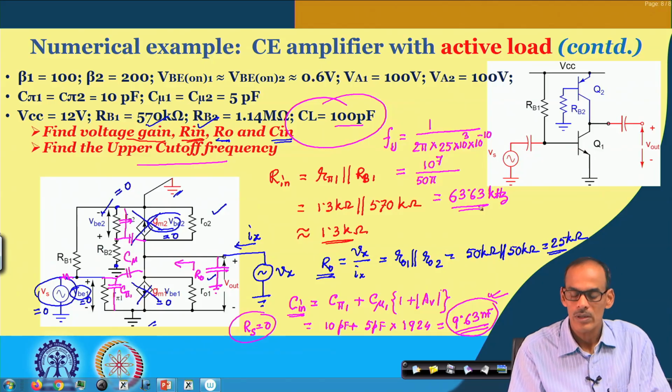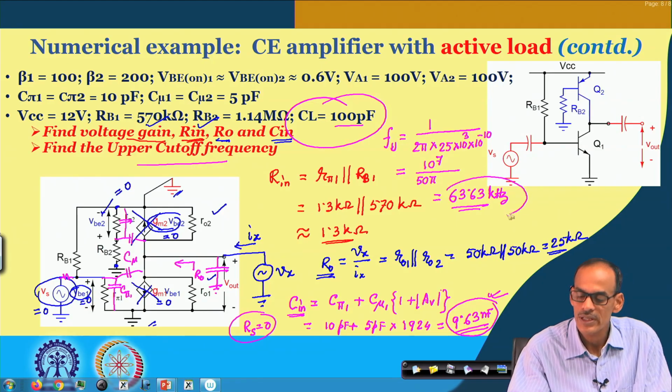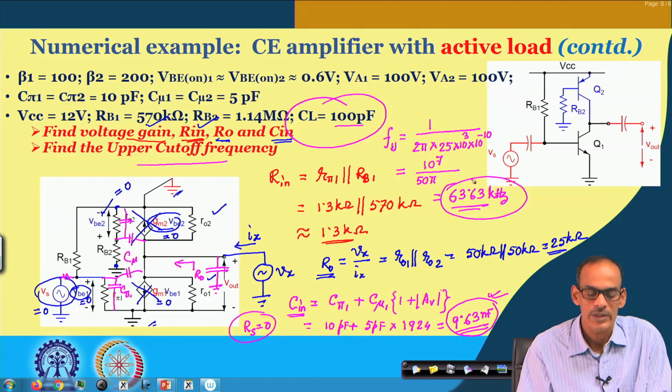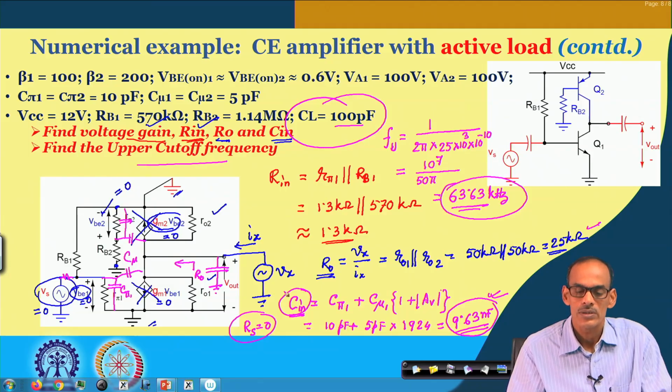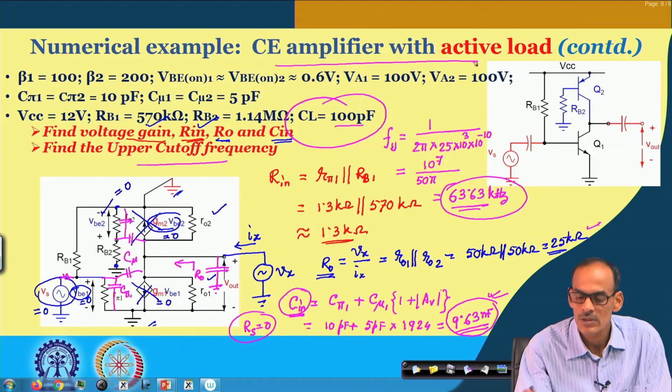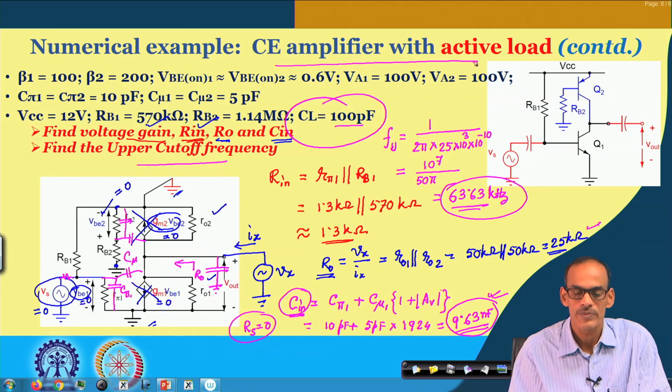Okay. So, in summary, we can say that the cutoff frequency is getting reduced, the gain got increased, and the output resistance also got increased. Of course, the input capacitance also got increased. To summarize the performance of this CE amplifier with active load, we can see the next slide, and then compare with the performance of a CE amplifier having passive load. So, in the next slide we can see that.